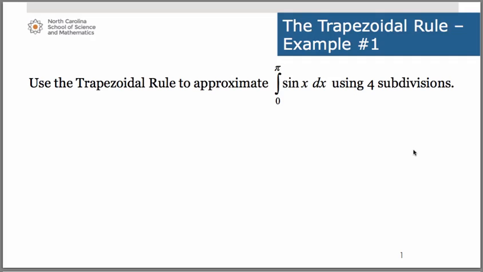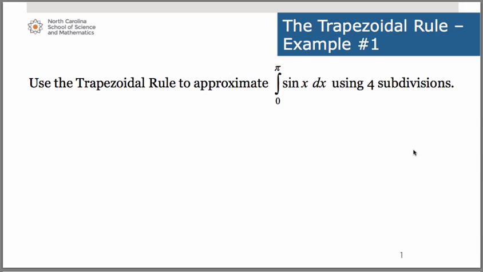Let's take a look at an example of how to use the trapezoidal rule to approximate an area under a curve. Here we want to approximate the integral of sine of x dx from 0 to pi, and we're going to use 4 subdivisions to do that.